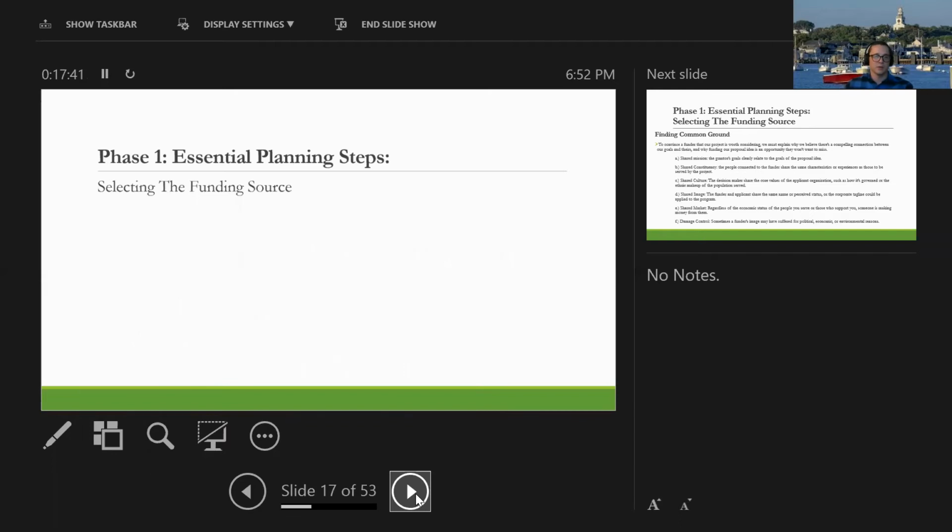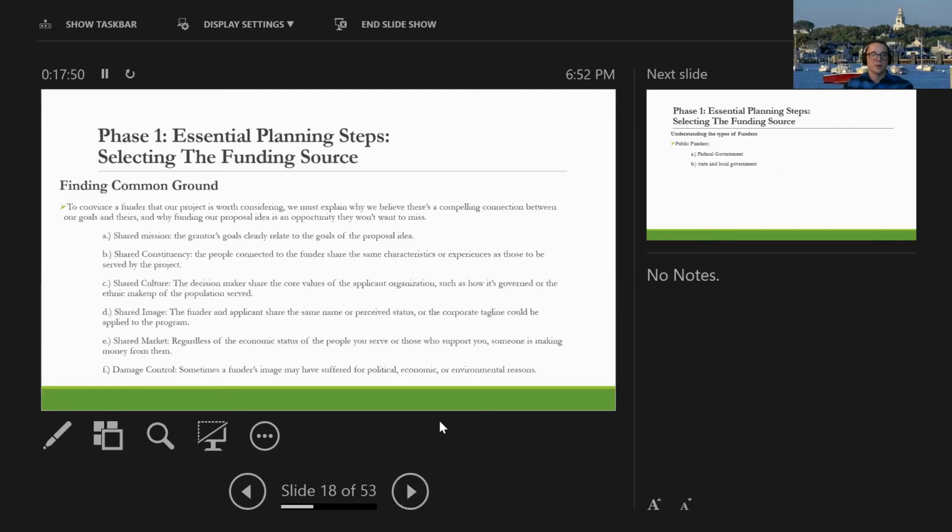And now we move into selecting that funding source. Selecting the funding source can be a lot of the process. And so finding that common ground, this is pretty text heavy, I'll guide you through this. To convince that funder that your project is worth considering, we must explain why we believe there's a compelling connection between our goals and theirs.